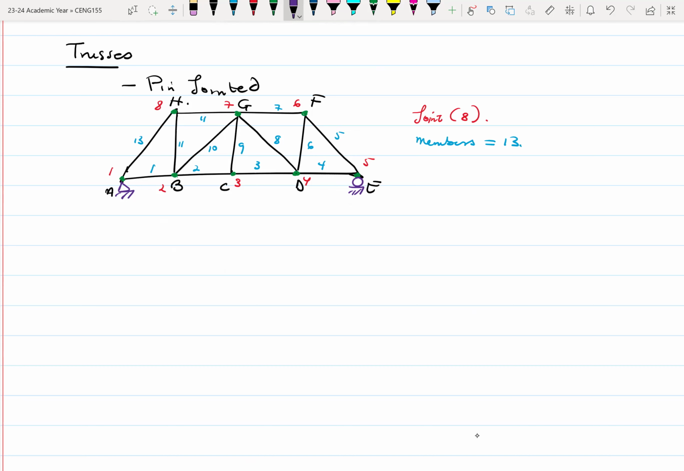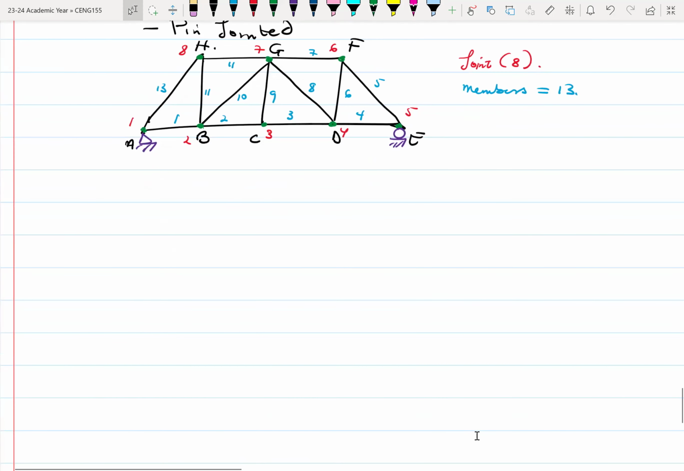All right. So again, when we take these members, before we start looking at the member behavior, let's look at the overall structural behavior first. Just like how we did with the beams, so that it follows that sequence.